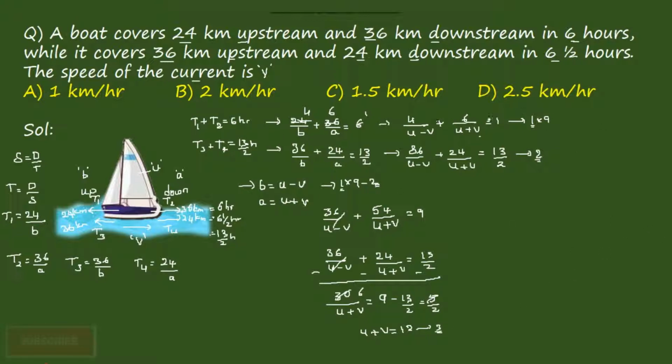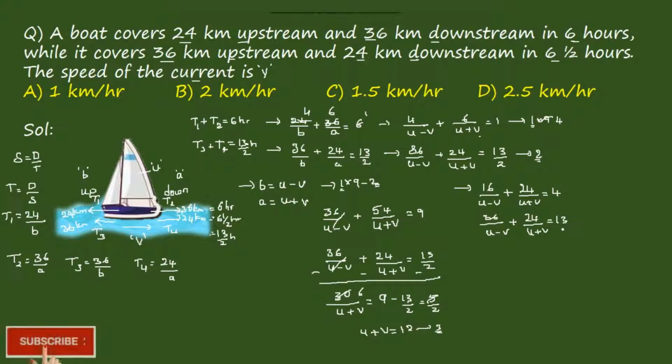Again we'll be multiplying the first equation by 4 and find the value of U minus V. Then you get 16 by U minus V plus 24 by U plus V is equal to 4. Again, 36 by U minus V plus 24 by U plus V is equal to 13 by 2, right? Again we will be subtracting these two. Our denominator is the same, we can find the values. We subtract it. These two will be getting cancelled.